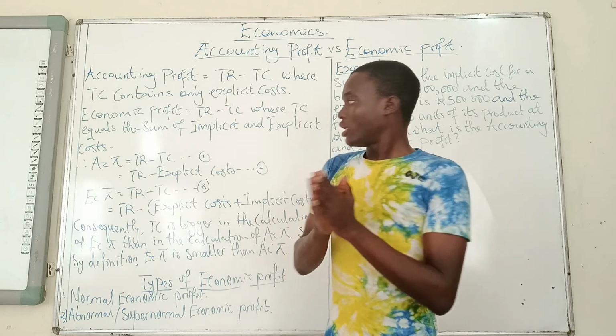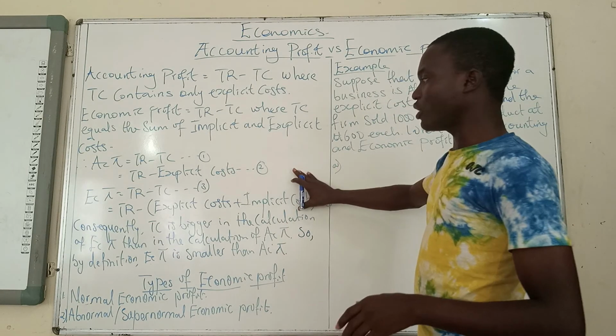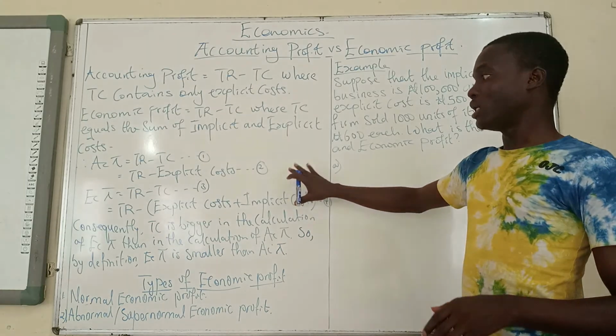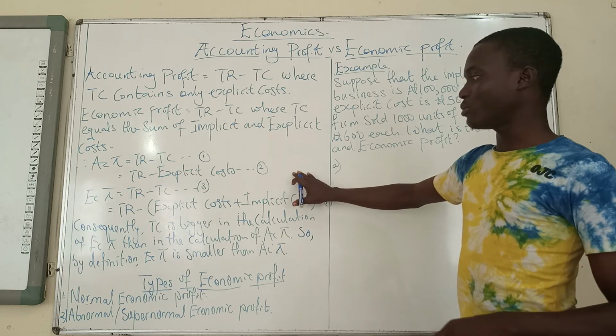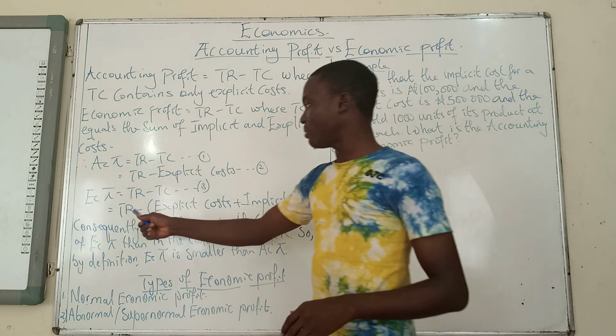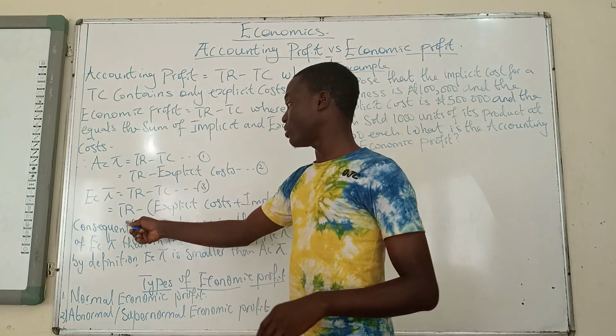Now, you see, for this to be normal economic profit, for example, this economic profit formula, for this to be normal economic profit, this could be, let me say, 500 million.